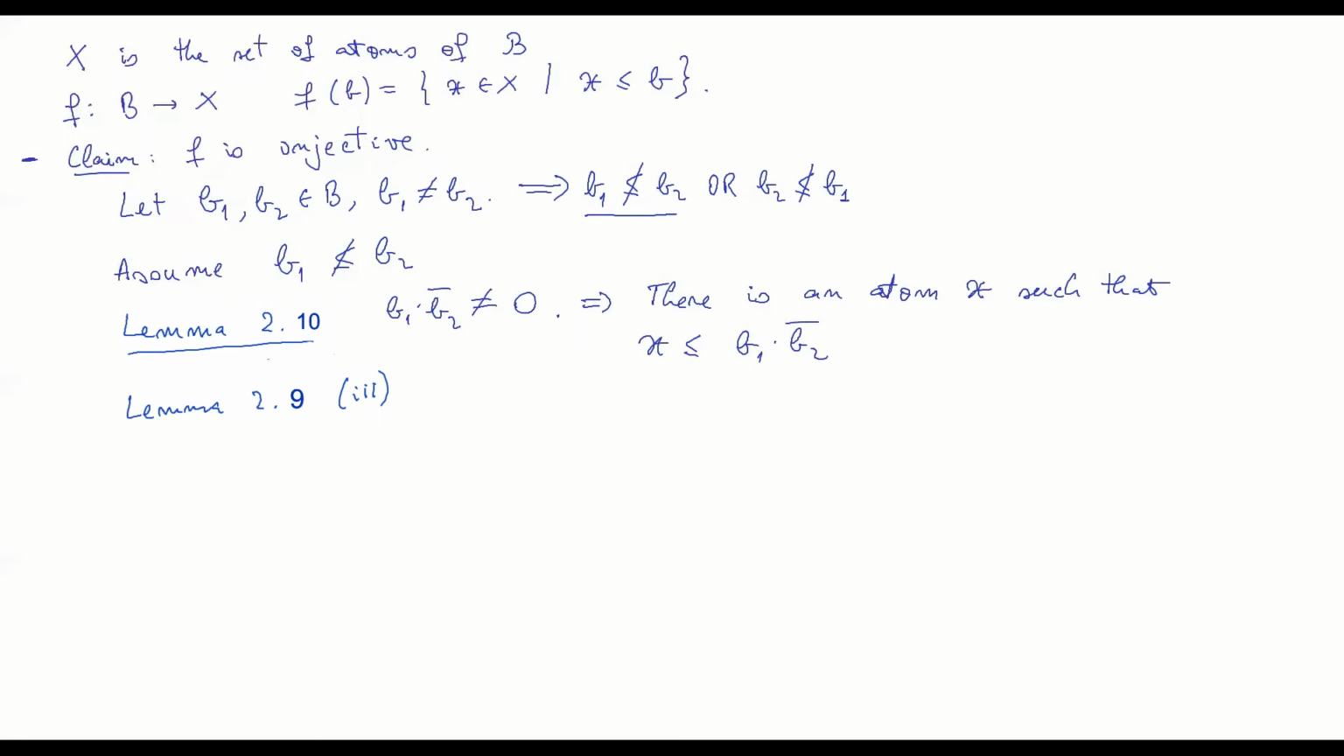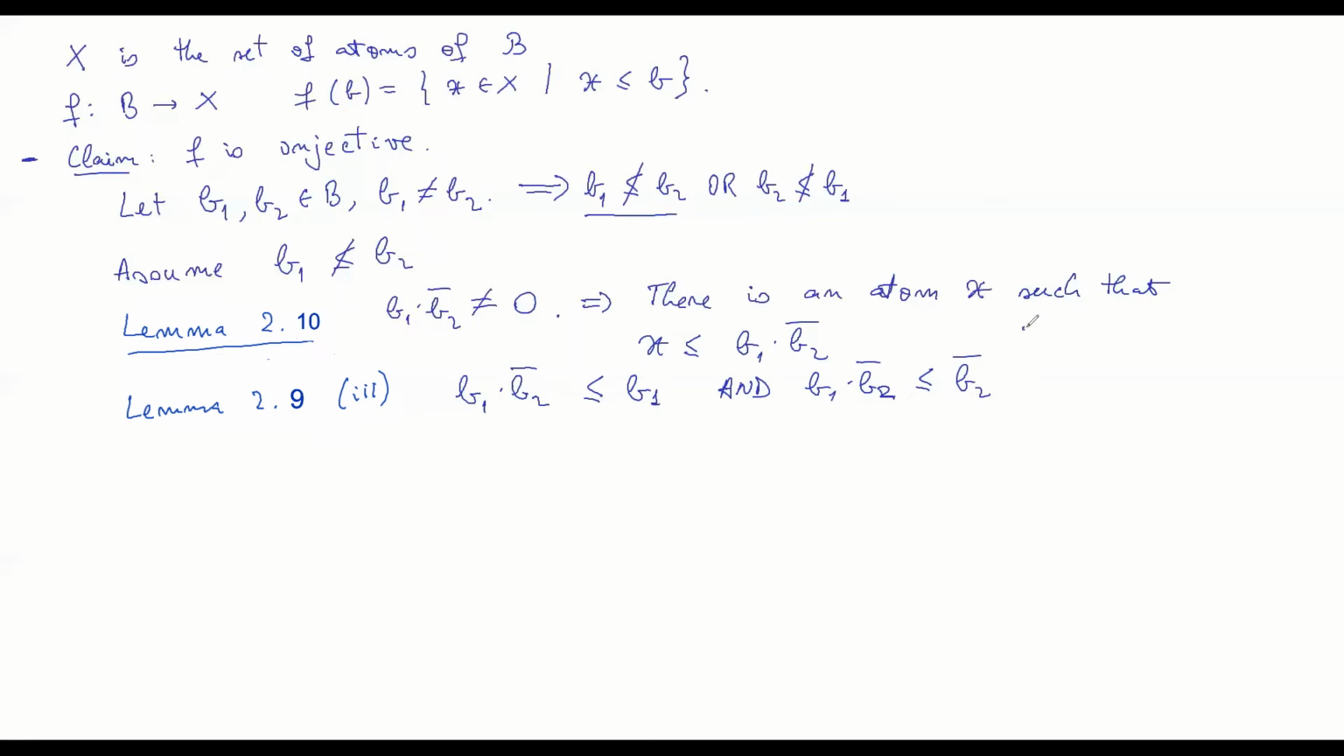And now it follows by Lemma 2.13, and I'm using the third property of that lemma, that when I start to calculate this B1 times B2 bar, this is in fact smaller than or equal to B1, and B1 times B2 bar is smaller than or equal to B2 bar.